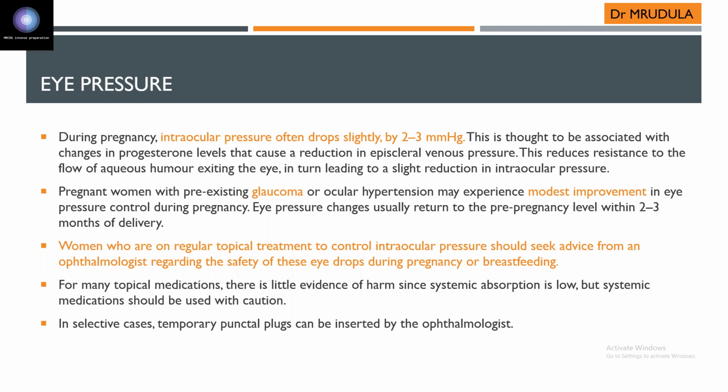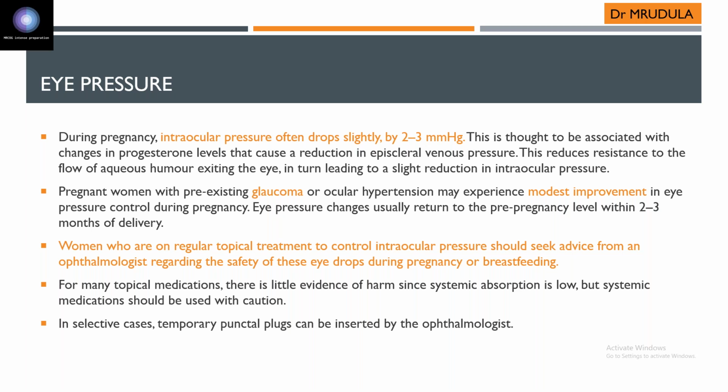Now, changes in eye pressure during pregnancy. Remember, pregnancy leads to a fall in intraocular pressure. There will be a slight fall in intraocular pressure by 2 to 3 millimeters of mercury because of the change in the progesterone level. It causes a reduction in episcleral venous pressure, so the resistance to aqueous flow will be reduced. That will lead to a slight reduction in intraocular pressure, by 2 to 3 millimeters of mercury.